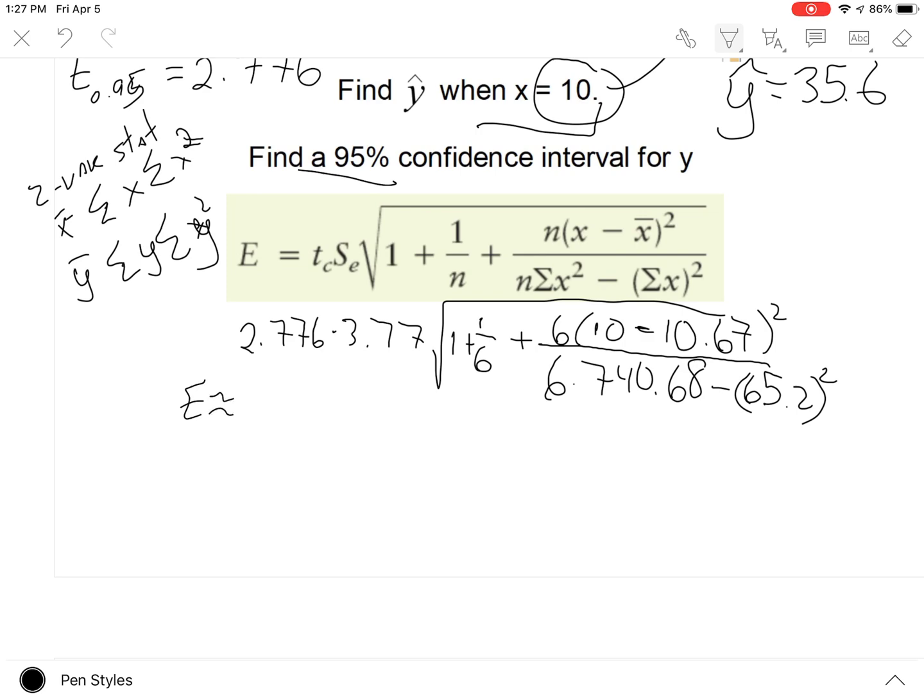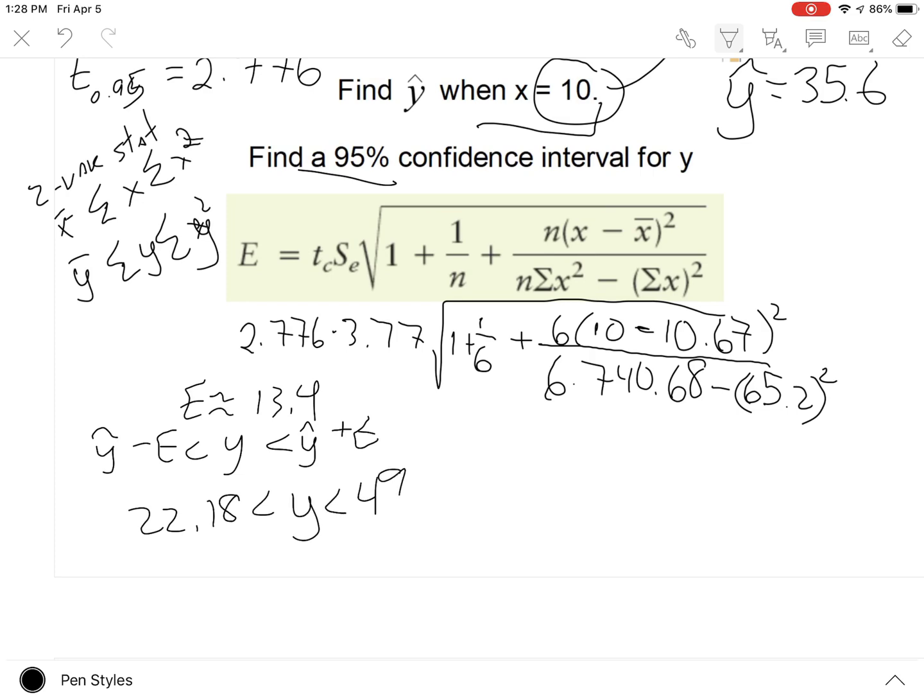When I work that out, and I like to work this fraction top to bottom, add the 1/6, add 1, take the square root, then multiply, I get an error of about 13.4. So my y hat minus the error, my y hat plus the error, and there's my confidence interval for y. And I end up getting 22.18 and 49.01. So I'm 95% confident that y is between those two numbers.